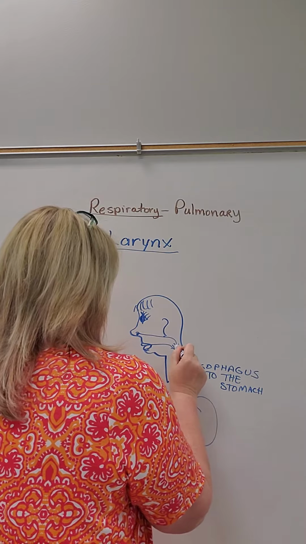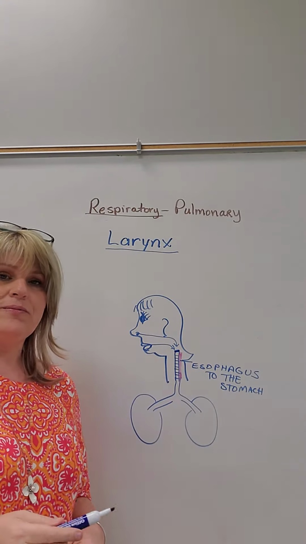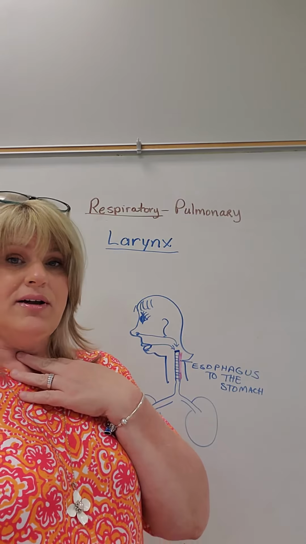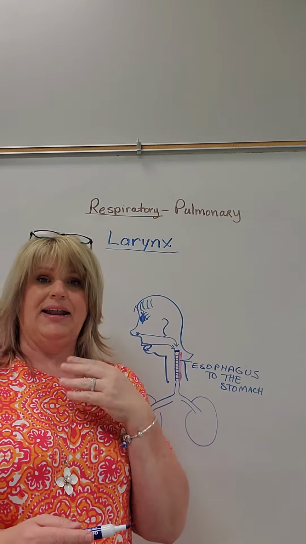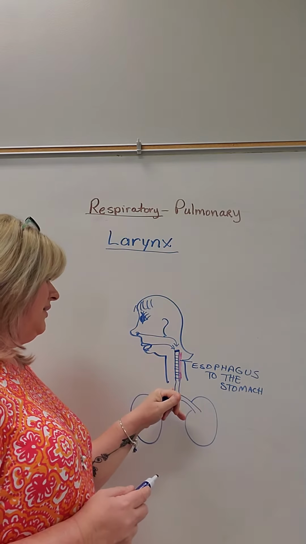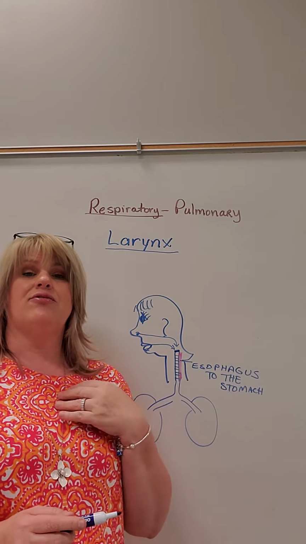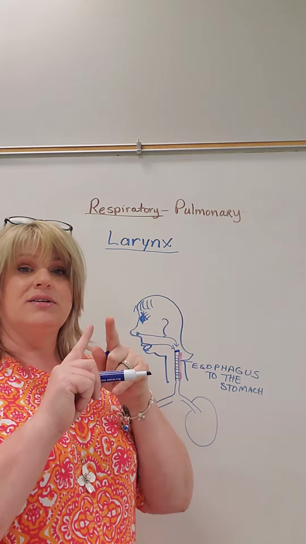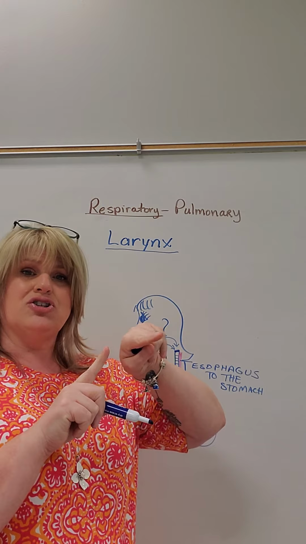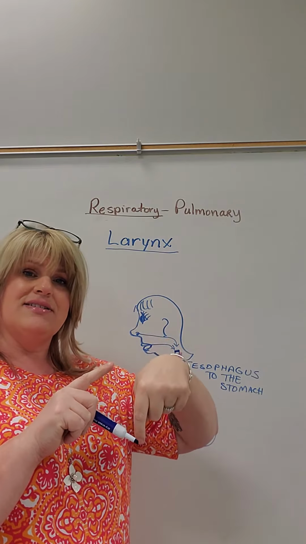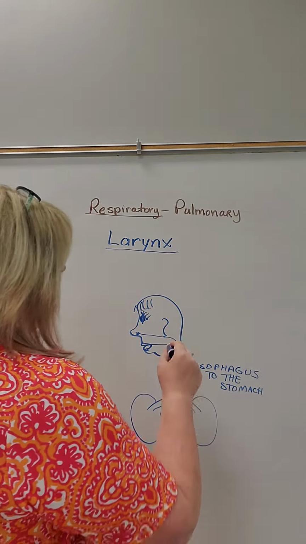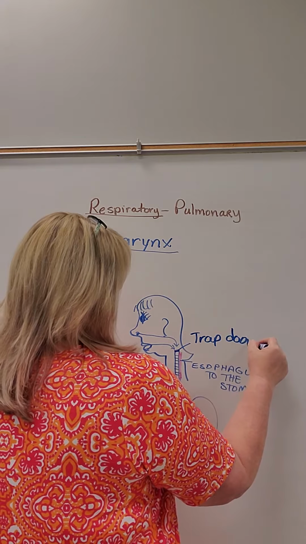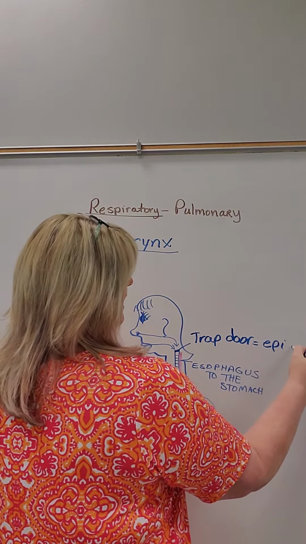But this area right here has a little trap door, okay? At the beginning of the larynx, there is a trap door. It's actually a piece of cartilage, and it blocks your trachea while you're eating or drinking so that food and water or liquid doesn't get into your lungs. So it will seal the trachea and push the food back towards the esophagus and down to the stomach. This trap door is called the epiglottis.